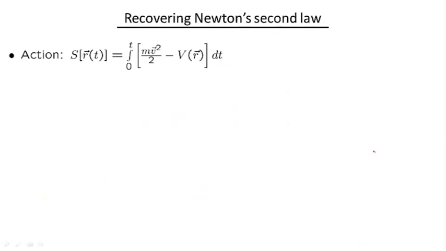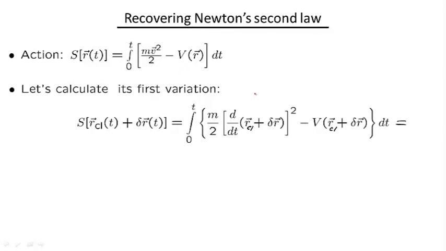Now, if we go back and recall the particular action we're studying, which is just the kinetic energy mv squared over 2 minus the potential energy for a certain quantum particle. In order to find the classical trajectory, as we know, we want to calculate the first variation, and we do so by writing this action in the vicinity of the classical trajectory that we want to find.